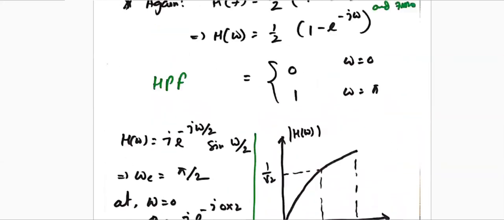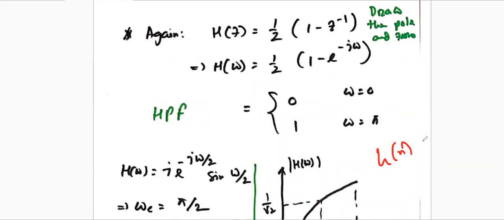Can you tell me what is the value of Hn? Hn should be half and minus half. Minus half. Excellent. And that is your filter. You have designed your high pass filter. What kind of filter is this? FIR or IIR?